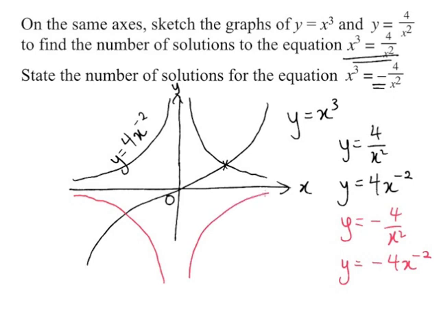Okay, and from here we can see that there's only one intersection point, and therefore the number of solutions for the equation x cubed equals negative 4 over x squared is just 1.